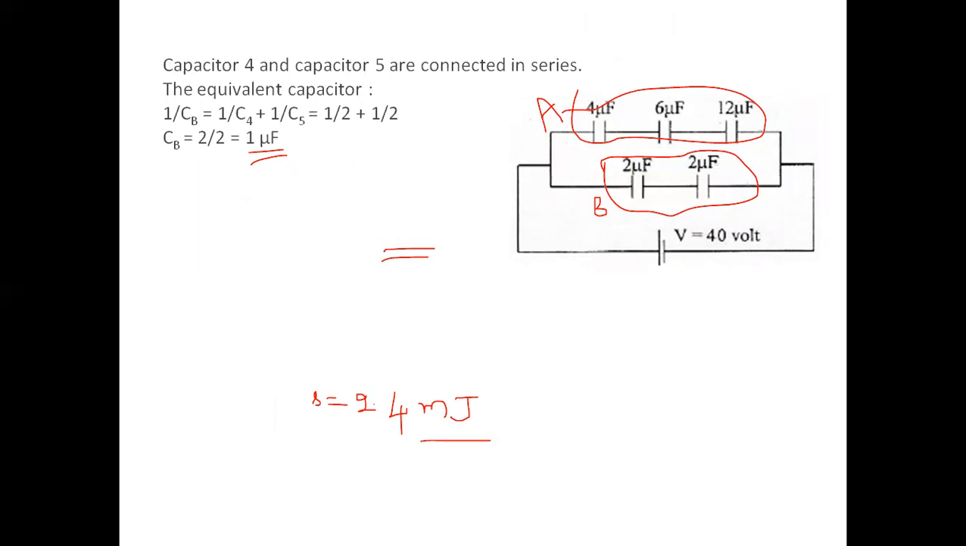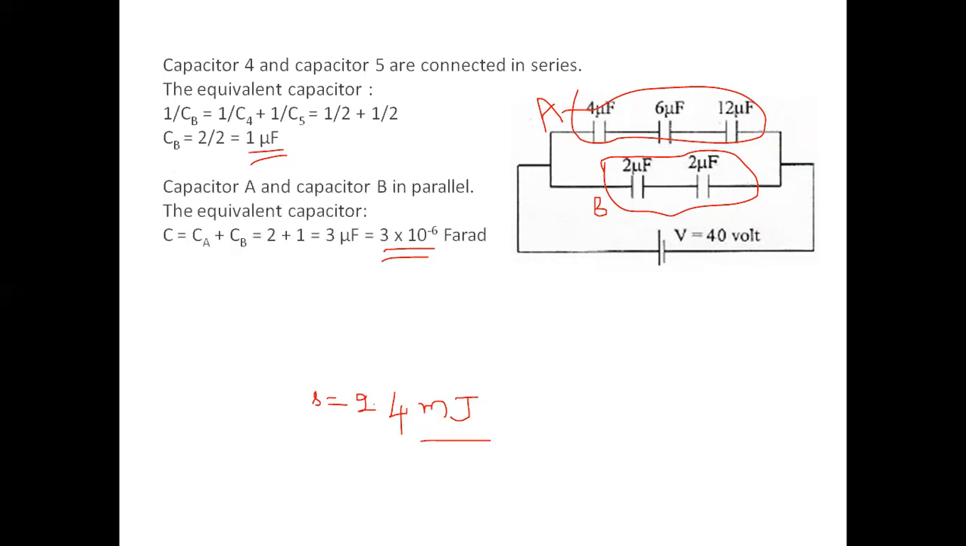Now, after finding, you got CA and CB. These two are connected in parallel. So, in the case of a capacitor circuit, if these two are connected in parallel, then the equivalent value is summation only. Okay, just it is a reverse of the resistors and inductor circuits. Now we need to find out the total value of capacitance for this circuit. C is equal to CA plus CB. So that is 2 plus 1, 3 microfarad. Micro means 10 power minus 6 farad. Okay, this is only one portion.